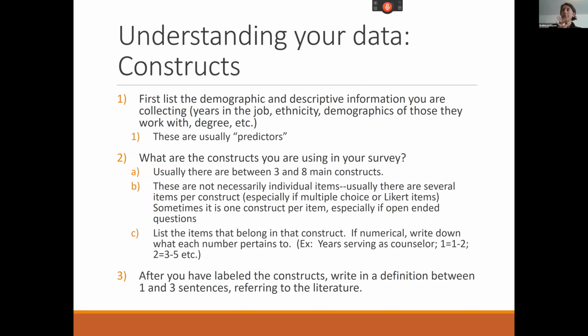Okay, so you can do this process both as you create a survey and after you create a survey, all right? So this kind of either or. Thinking about constructs, the first thing you want to have separated out is your demographic and descriptive information. So these are things like years in the job, their ethnicity, the degree, whatever you think might be an important predictor. These are often used as predictors in your data. So they're used to predict, for example, the relationship between administrators and teachers, or they're used to predict the degree to which they think accountability is a barrier in science education.